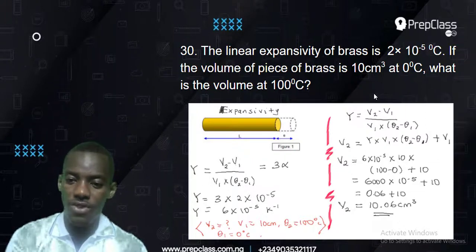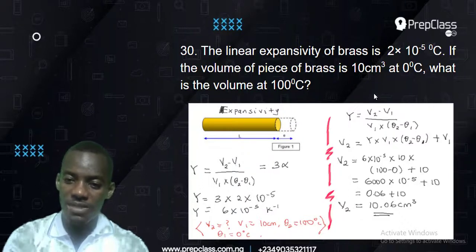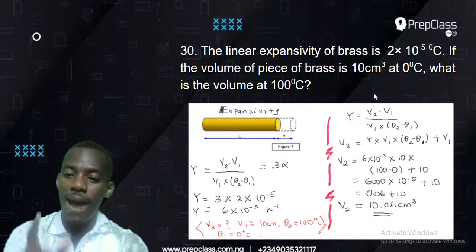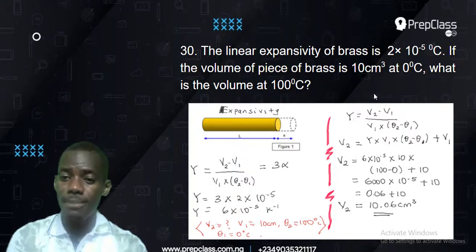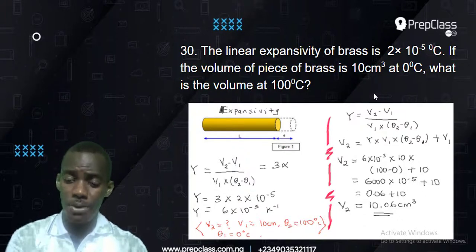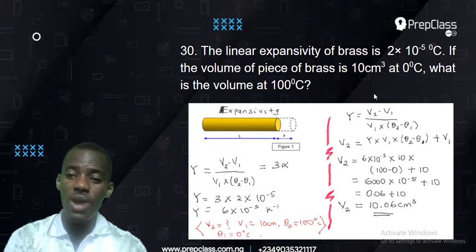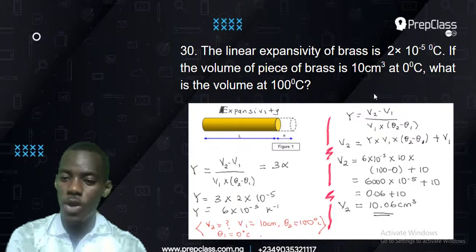Now plug in all the values. My volume expansivity value is 6 times 10 to the power -5 from what I got. My V1 from the question is 10 centimeter cube, times my temperature change, from 100 degrees Celsius to 0. That's 100 minus 0, right? Then plus my V1, which is 10. So if you solve that, you'll be getting 6,000 times 10 to the power -5.